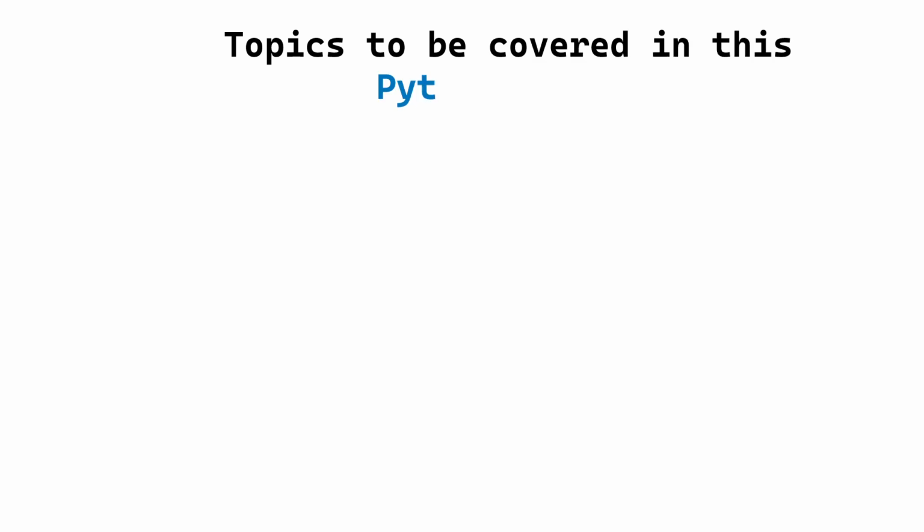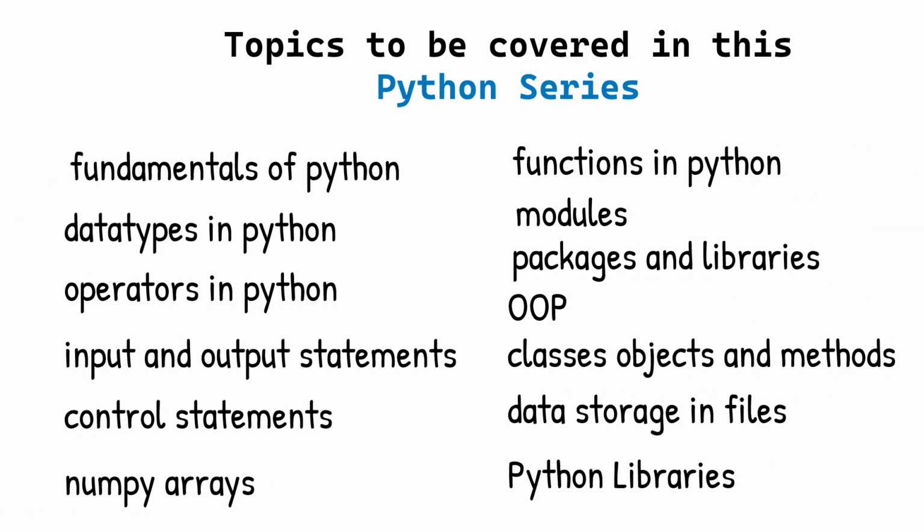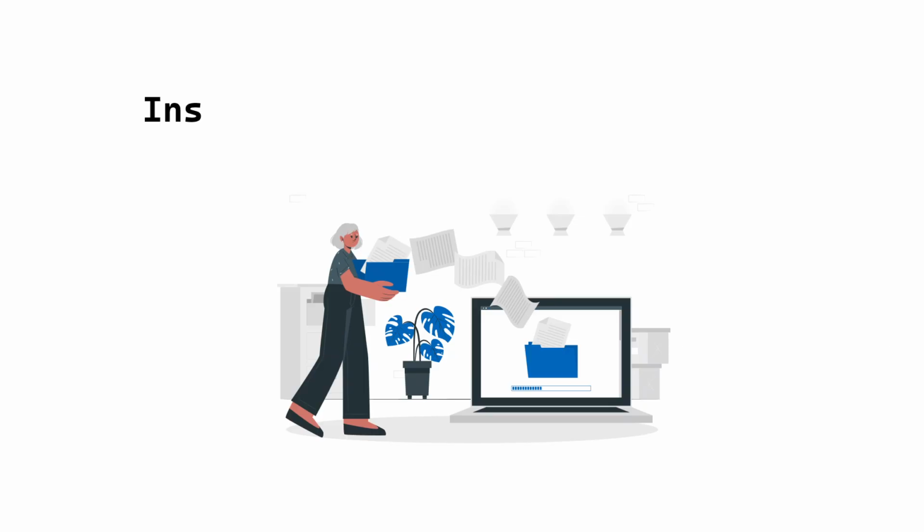The topics we will be covering in the series would be fundamentals of Python, data types of Python, operators in Python, input and output statements, control statements, NumPy arrays, functions in Python, modules, packages and libraries, OOP that is object oriented programming in Python, class objects and methods, data storage in files, and then the Python libraries that are required in data science. At first we will be starting with the installation of Python.